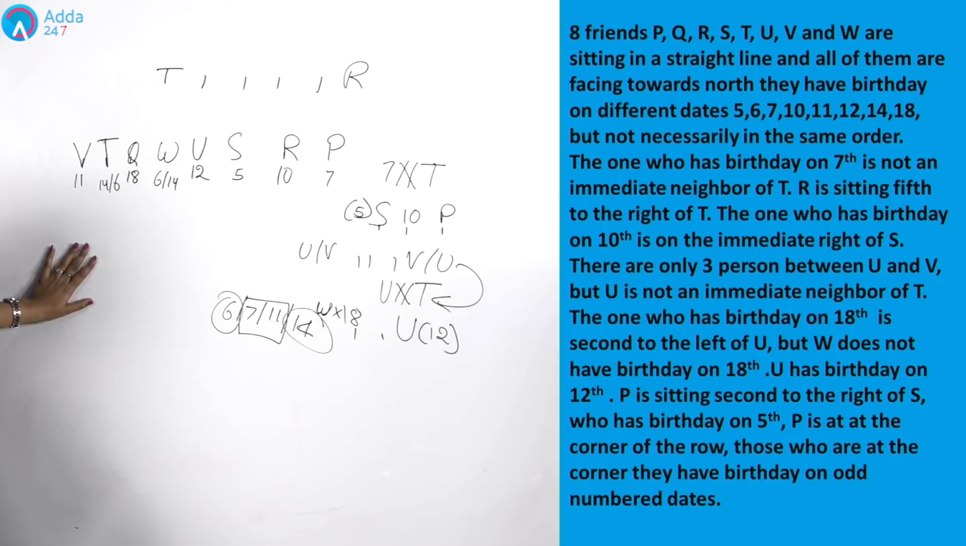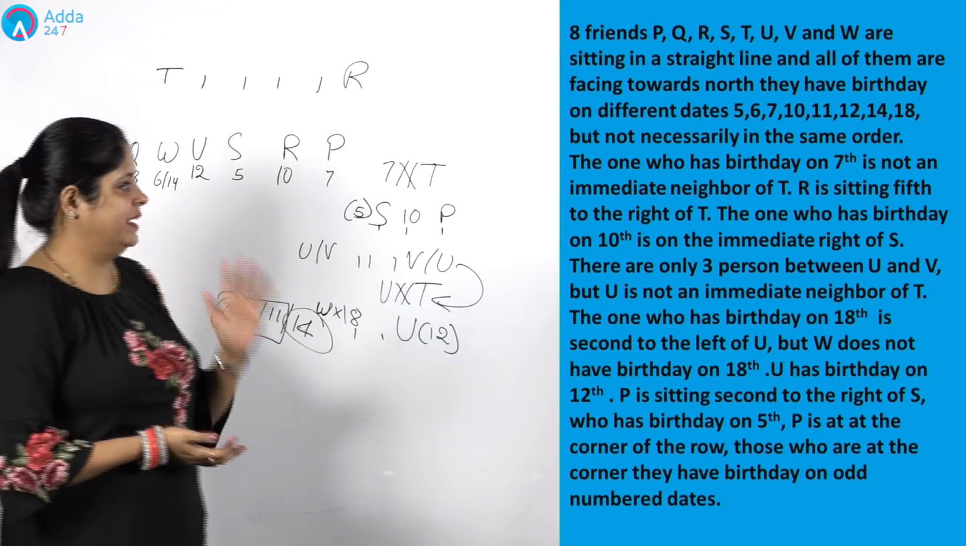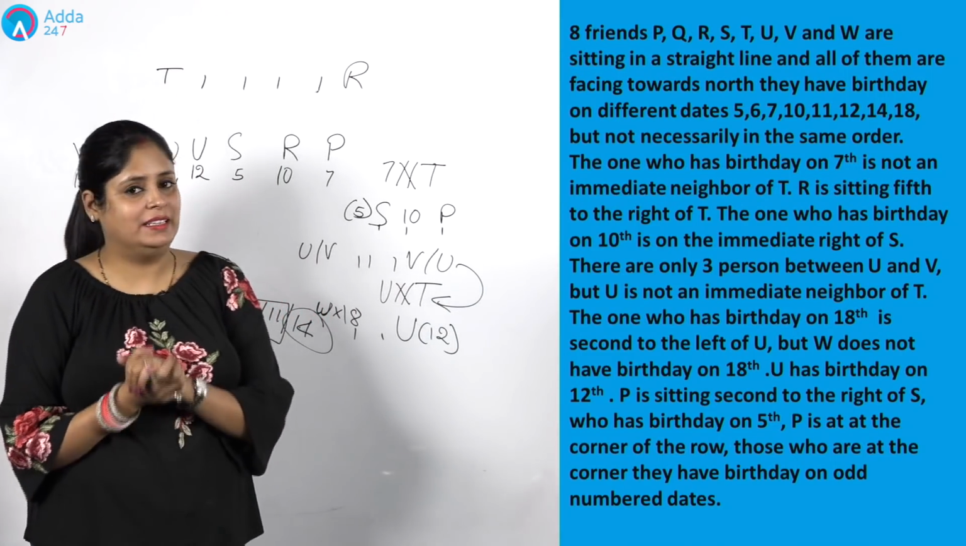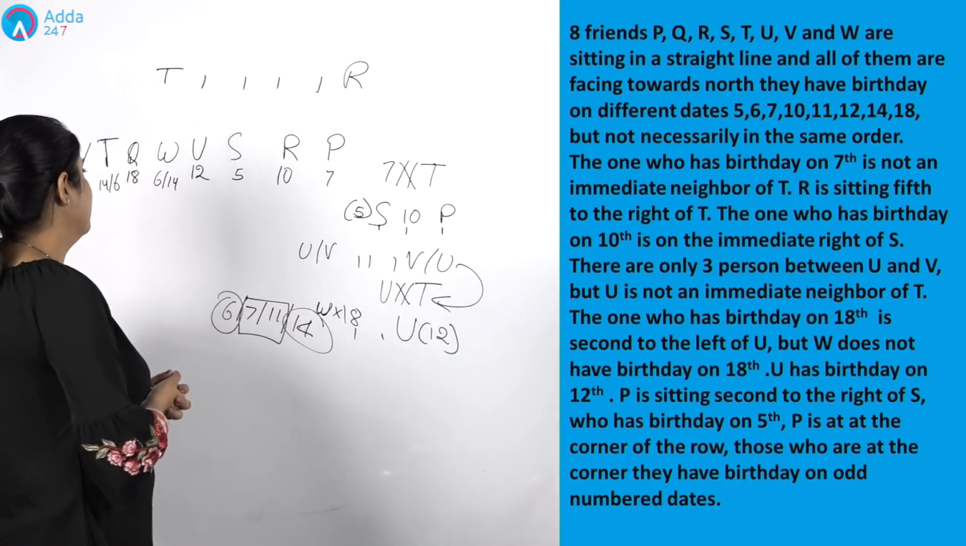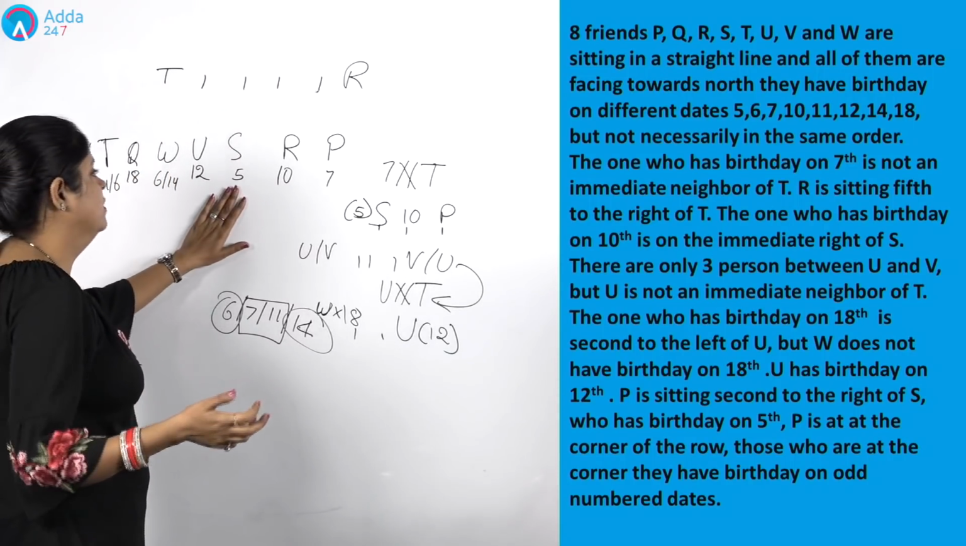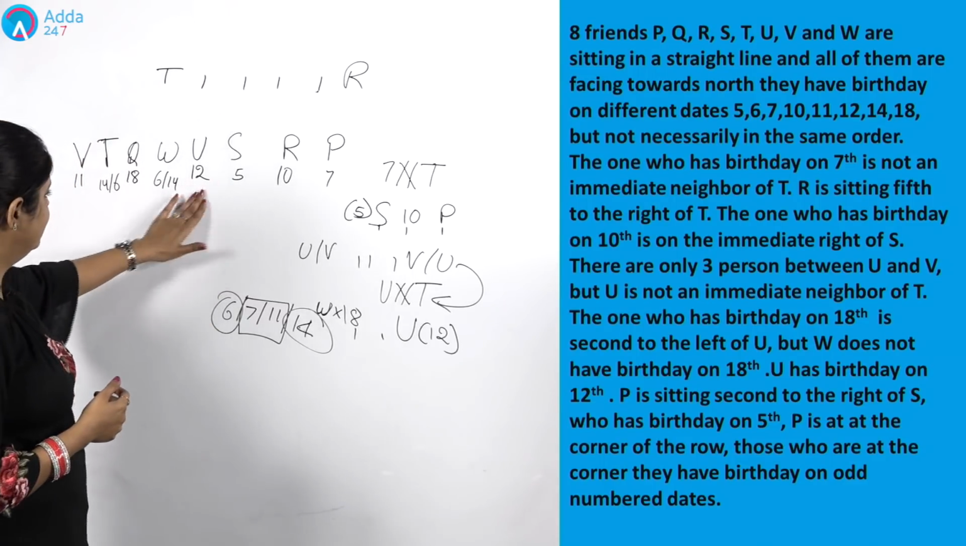So this is the complete solution. And I hope that you guys are also getting the same solution, the same answer. And now if you talk about the counter questions, let's deal with them. If I ask you who is second to the left of S? S second left is W.